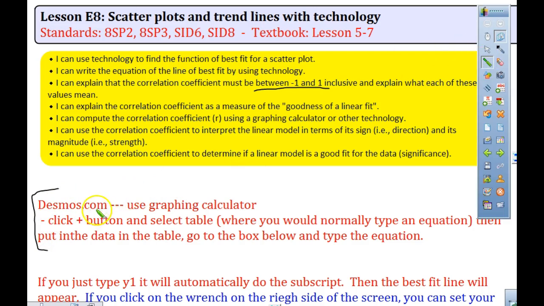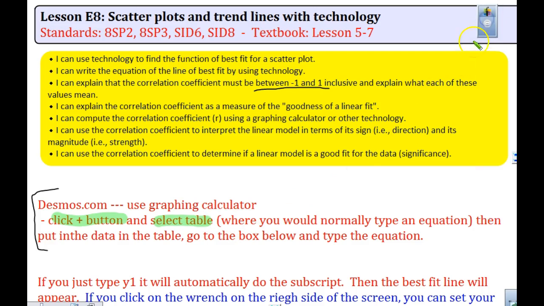When we go to use that Desmos calculator, the graphing calculator, you're going to click on the plus button and you're going to select the table. Okay? And I'm going to show you that in just a minute. So instead of choosing the equation the first time, you're going to select table. Now this is going to be what you want to use when you do your homework for the technology also.